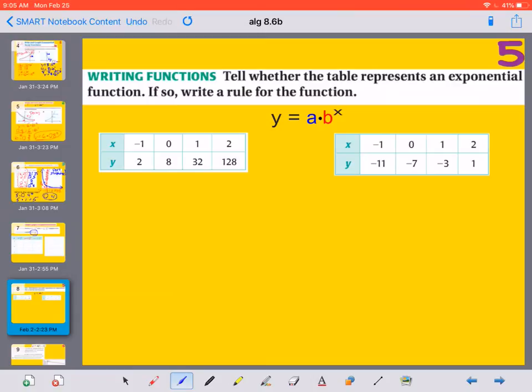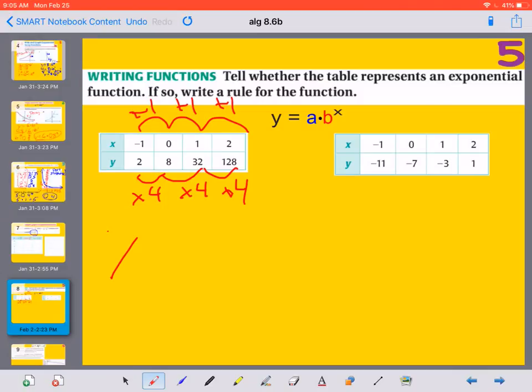Alright, we need to tell whether this table represents an exponential function. You gotta look at the top first. These are going up by 1. They're being added each time. So that's good. That's fine. Now 2 to 8, that's being multiplied by 4. 8 to 32, that's being multiplied by 4. And 32 to 128, that's also being multiplied by 4. So this one is exponential. It's being multiplied.